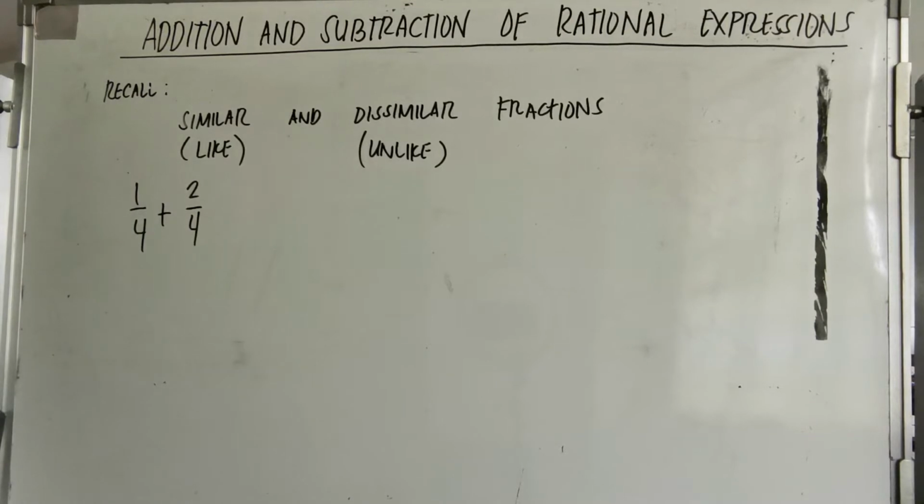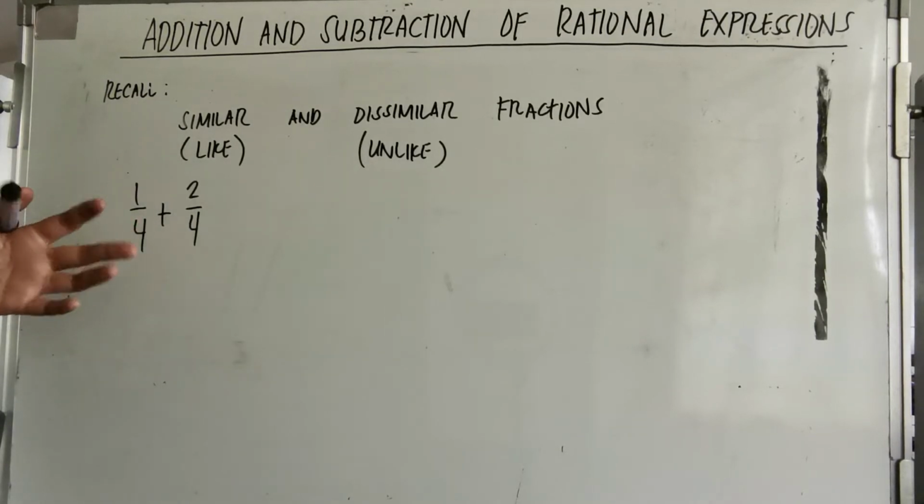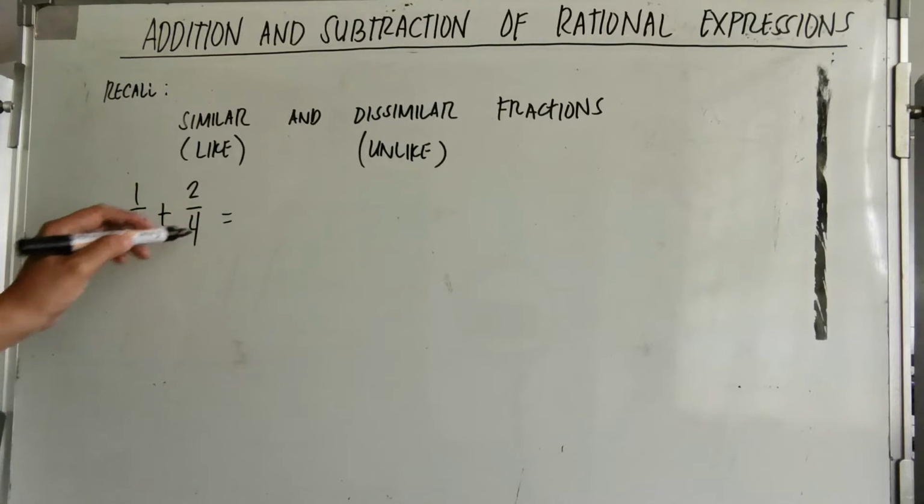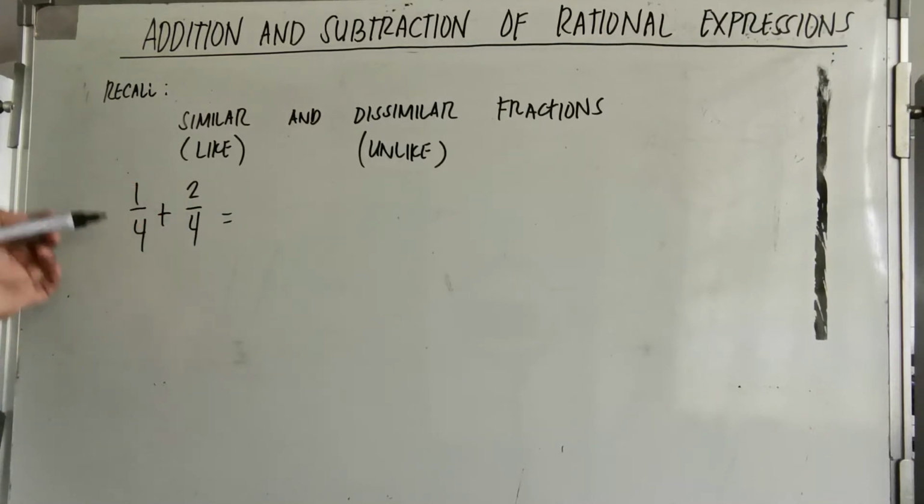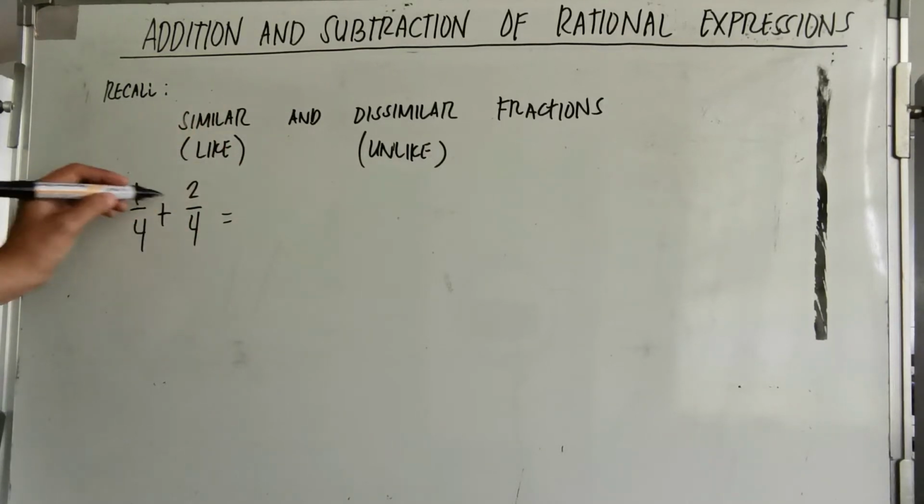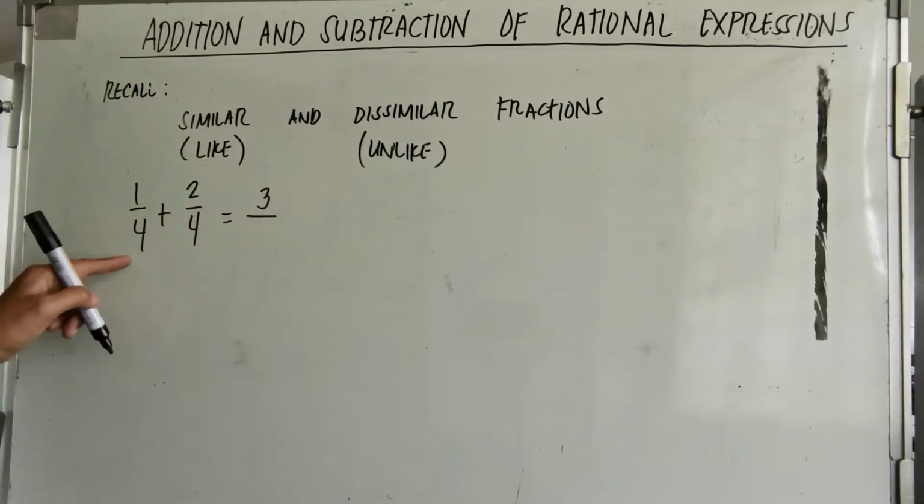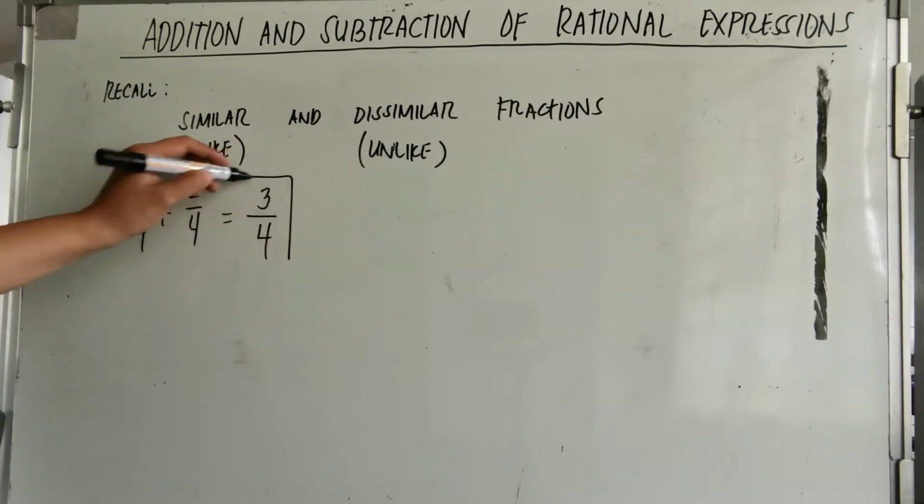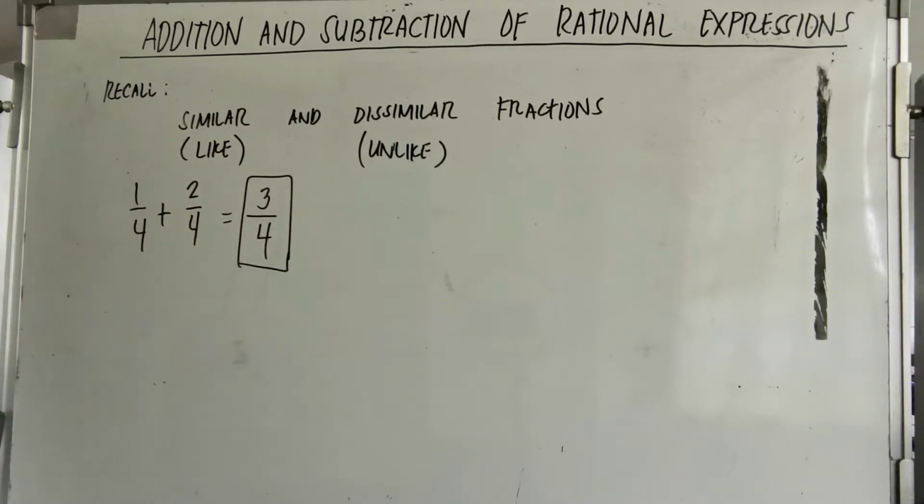So, sinabi natin na similar siya kasi pareho siya ng denominator. So, kapag similar ang fraction, ang process na ginagawa natin pag-add ay just add the numerator. So, we have 1 plus 2. Then, copy the denominator. Ito na kaagad yung ating sagot.